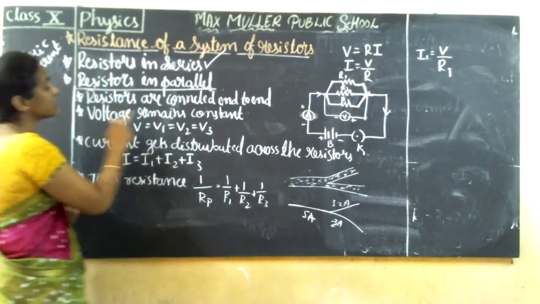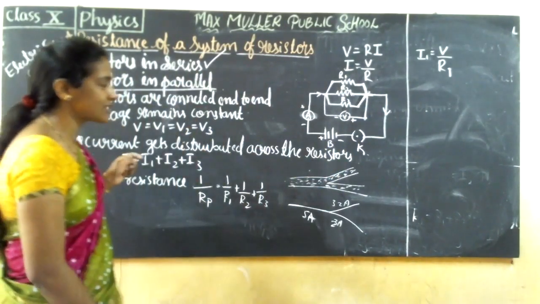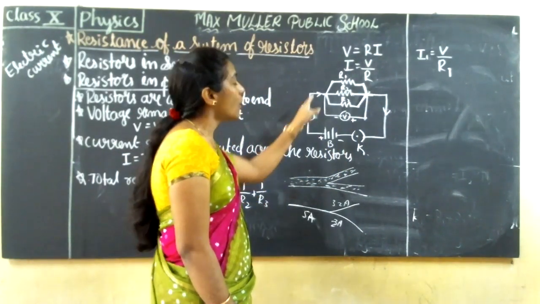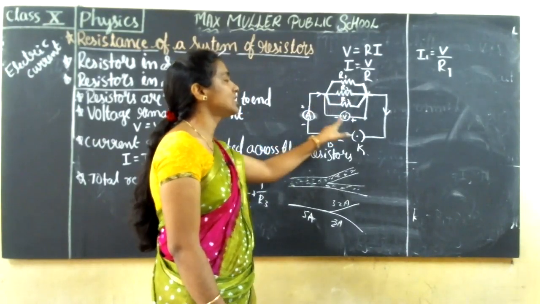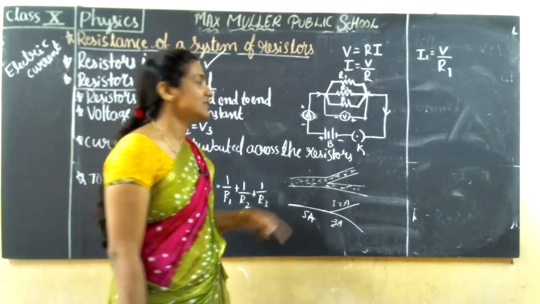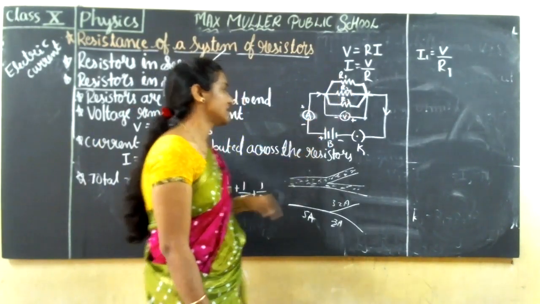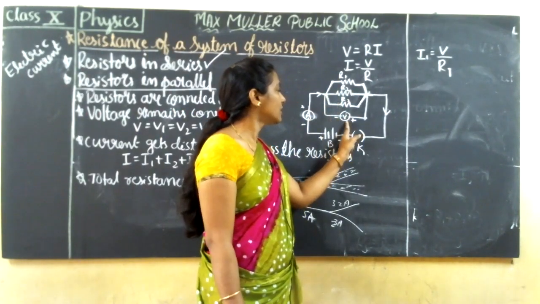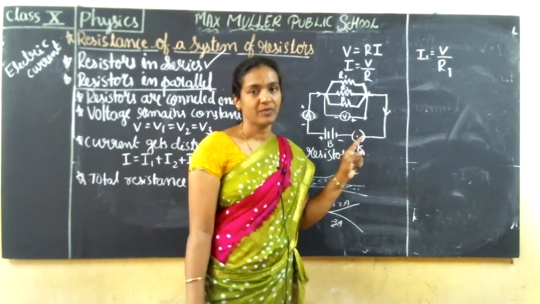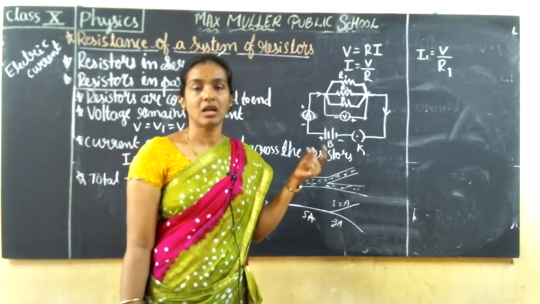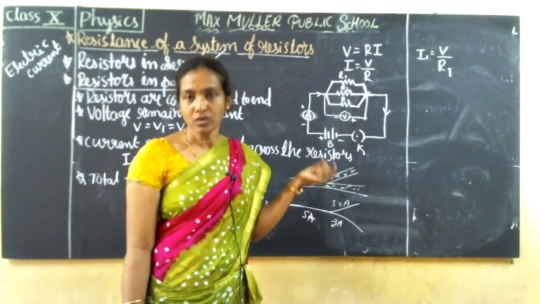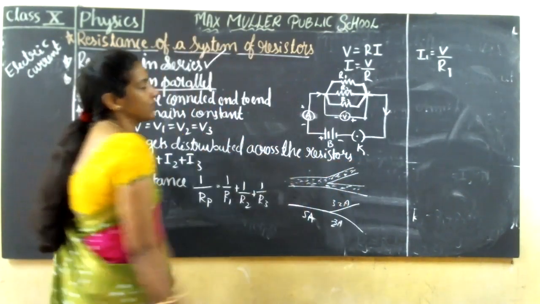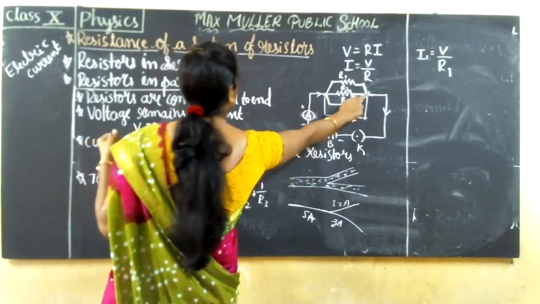So voltage remains constant. Here what happens, guys? When they are connected end to end, in parallel, voltage remains constant throughout the resistors. You may ask me a question, ma'am, why do you always connect the voltage to the ends of the resistors? Because to calculate the voltage of the circuit, you have to connect it to the ends of the resistors only. So in every diagram you have to connect the voltage to the ends of the resistors only.